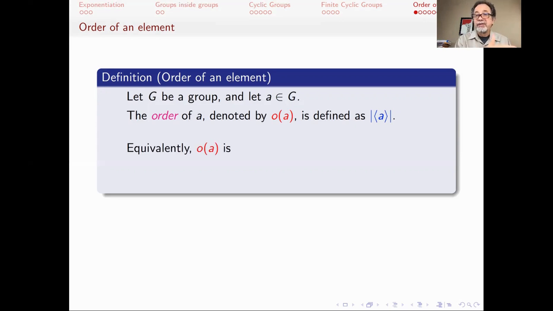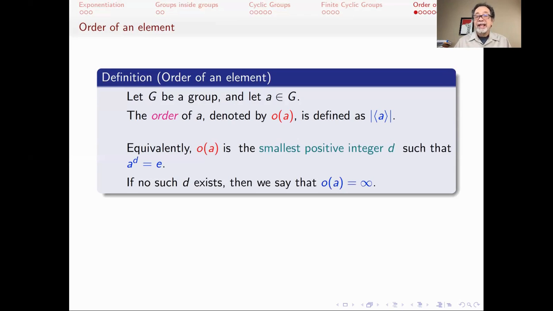Equivalently, because of our previous theorem, to find the order of a, you start with a and just keep multiplying until you get identity. Order of a is the smallest positive integer d such that a to the d is e. If no such d exists, then the order of a is infinity. It might be that the group is infinite. The theorem we proved was for finite cyclic groups.